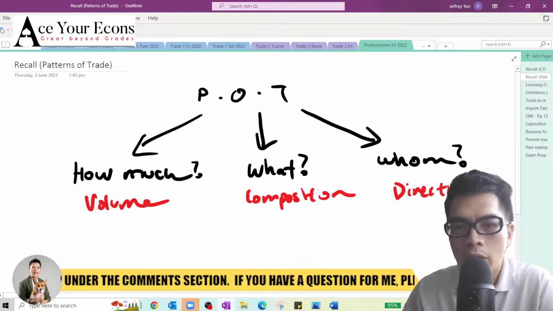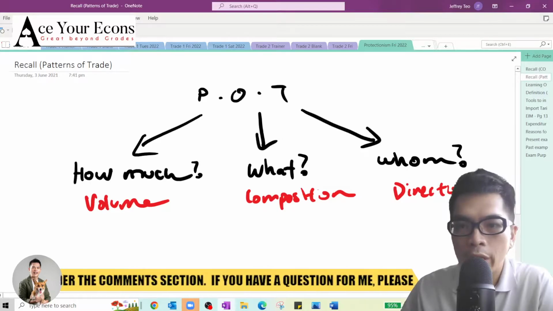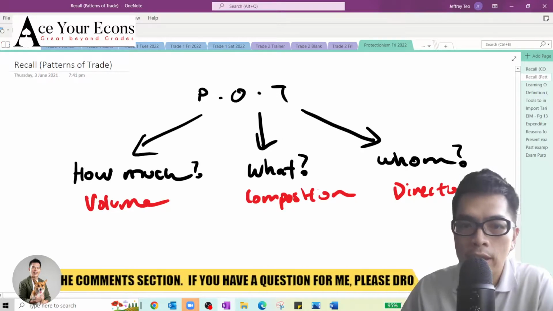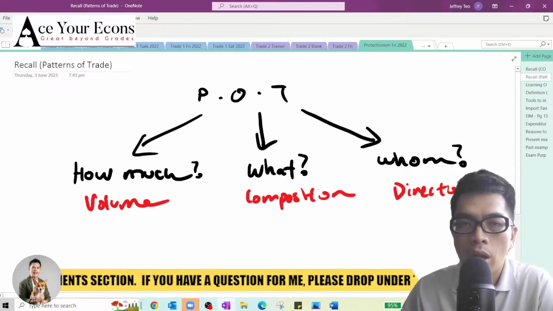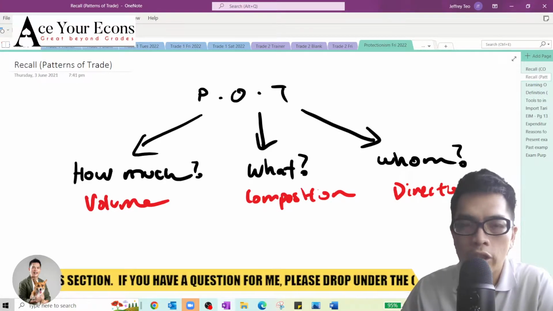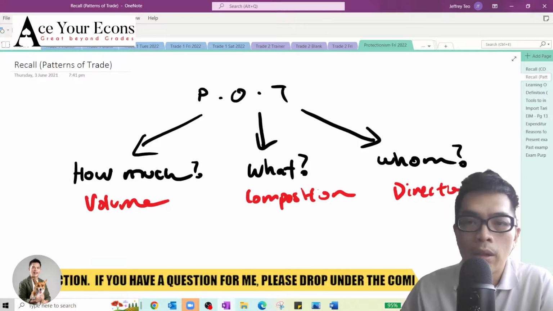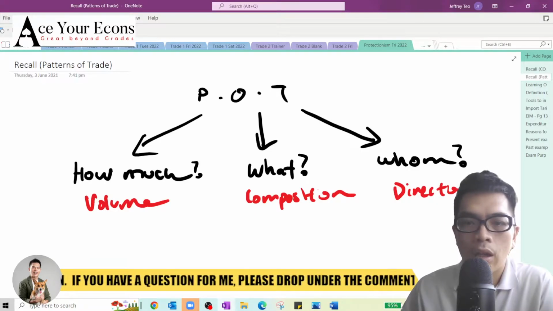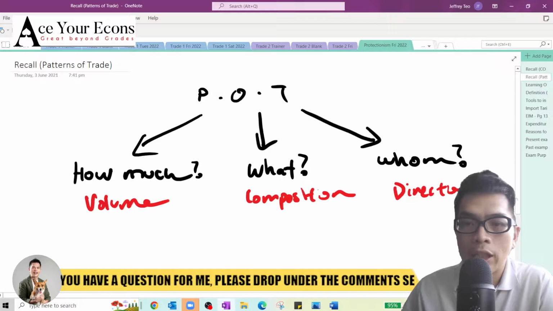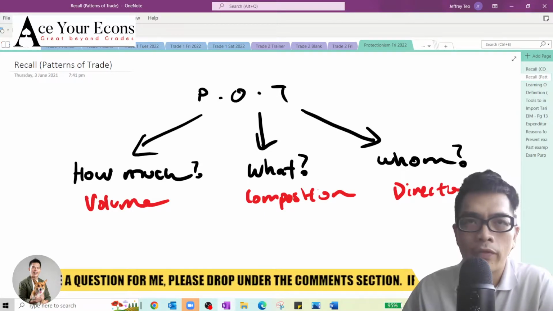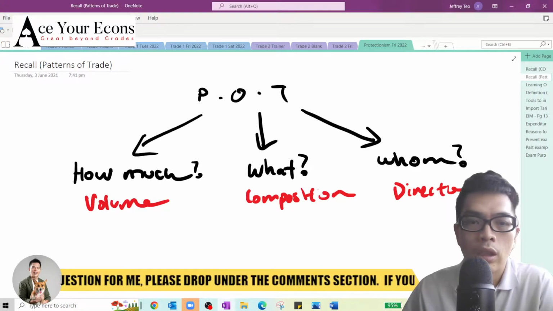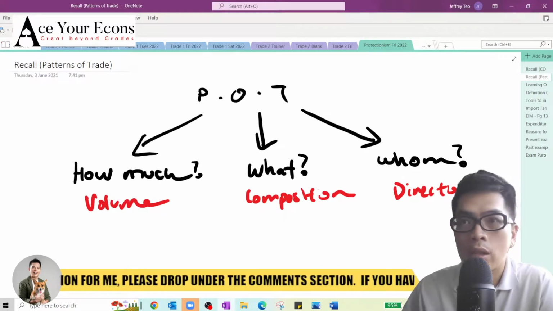So your earlier assignment on patterns of trade, I want you all to revise these three components. It has to relate to volume, composition, or direction. So today when we learn protectionism, we are going to emphasize on direction. If protectionism is imposed or enforced on a particular country, then it will affect the volume and the composition.